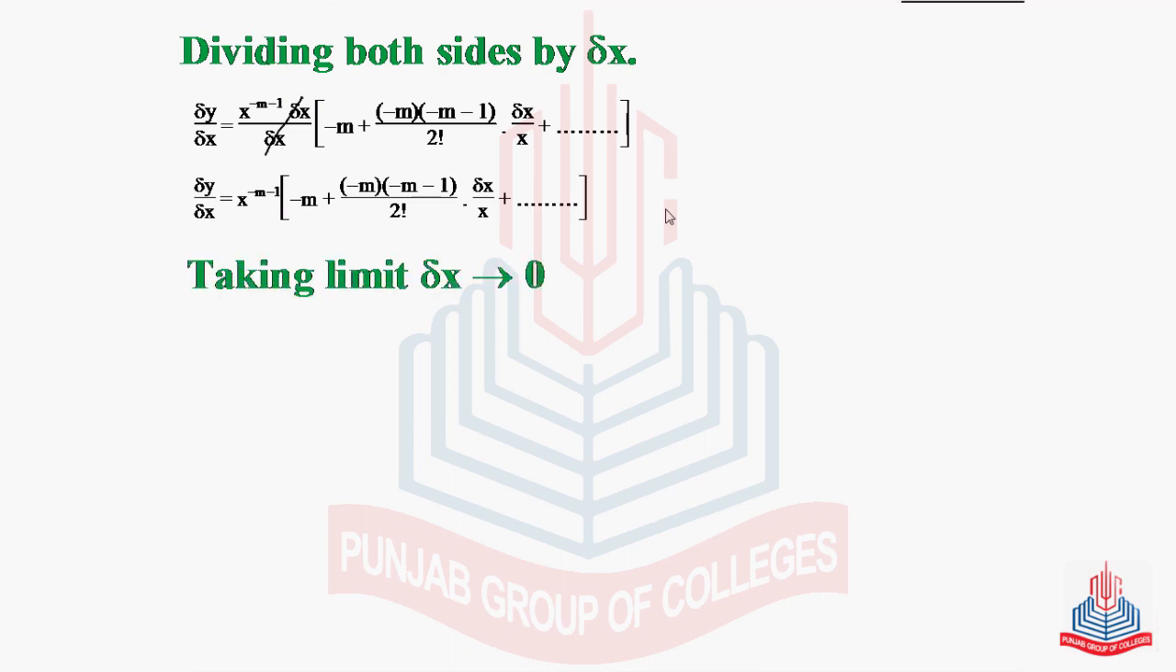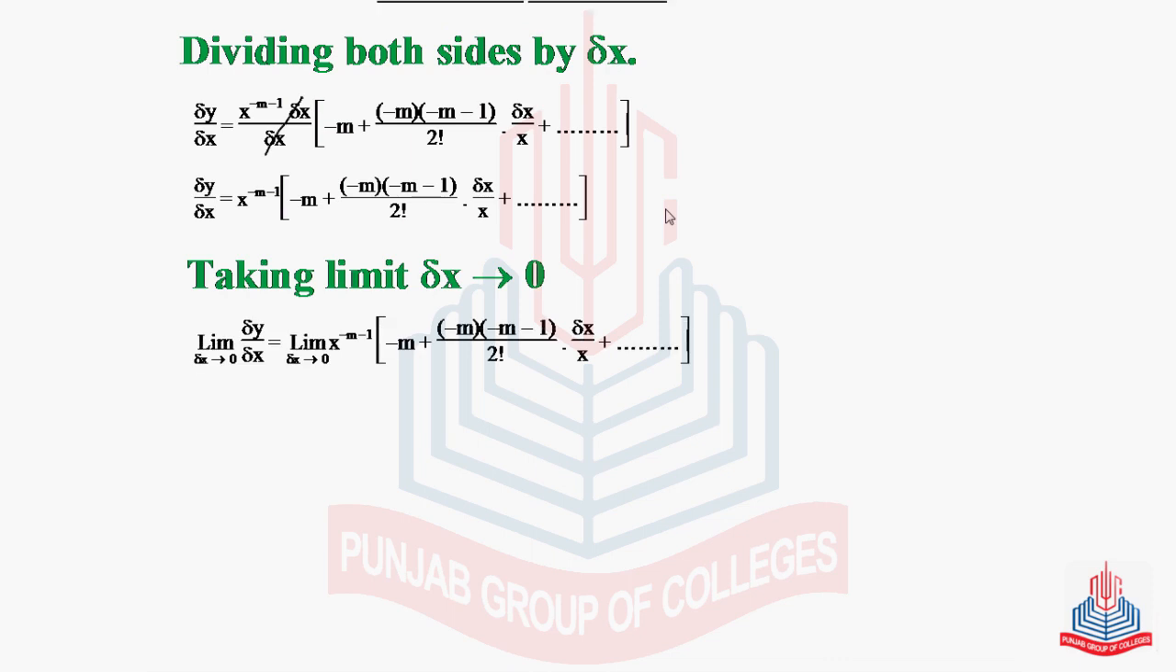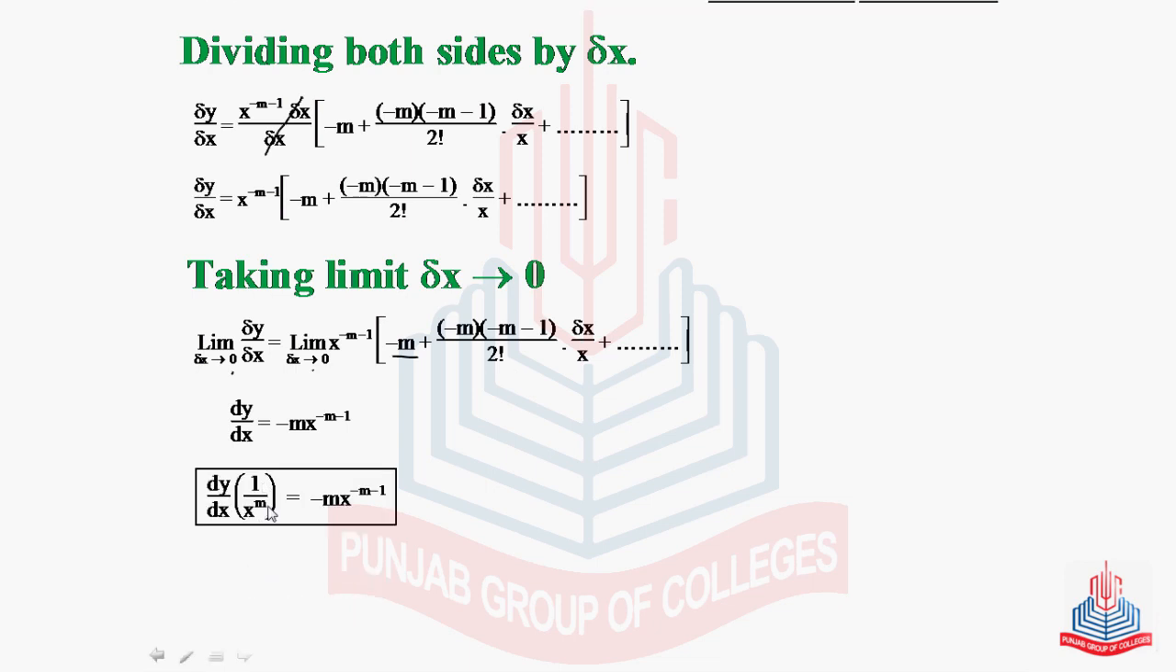So delta y, limit delta x approaches 0, delta y by delta x, and on the right side applying the limit delta x approaches 0, x raised to the power minus m minus 1, and this one is again the same thing in the bracket portion. The left side will become dy by dx, and on the right side, applying the limit, all the terms will become 0. We have only this minus m, and finally the derivative of 1 over x raised to the power m will become minus m into x raised to the power minus m minus 1.